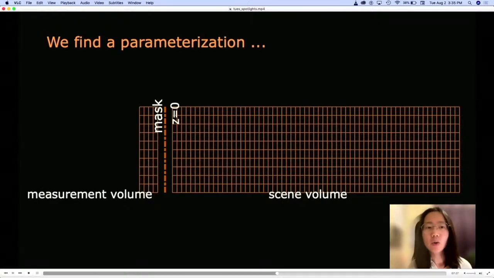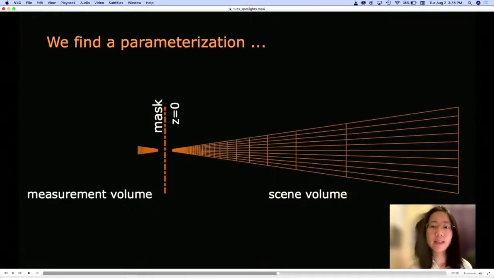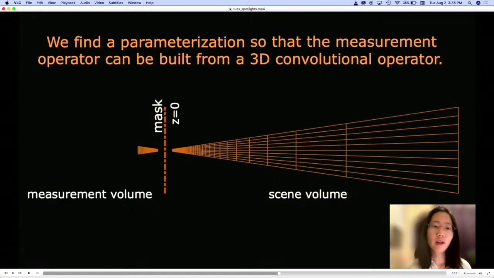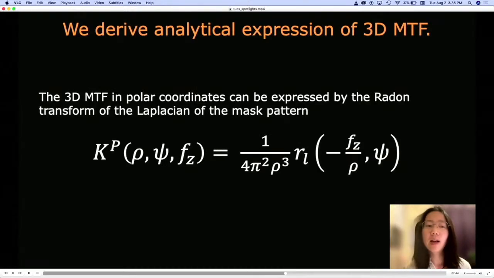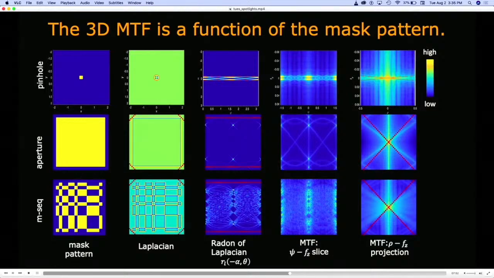In this work, we find a parameterization of the scene and the measurement as shown that results in a forward model built from a 3D convolutional operator. This kernel allows us to analytically derive the 3D resolution limits in terms of the 3D MTF. Specifically, the 3D MTF can be expressed by the Radon transform of the Laplacian of the mask pattern. Here are some examples of 3 different mask patterns and their 3D MTF.